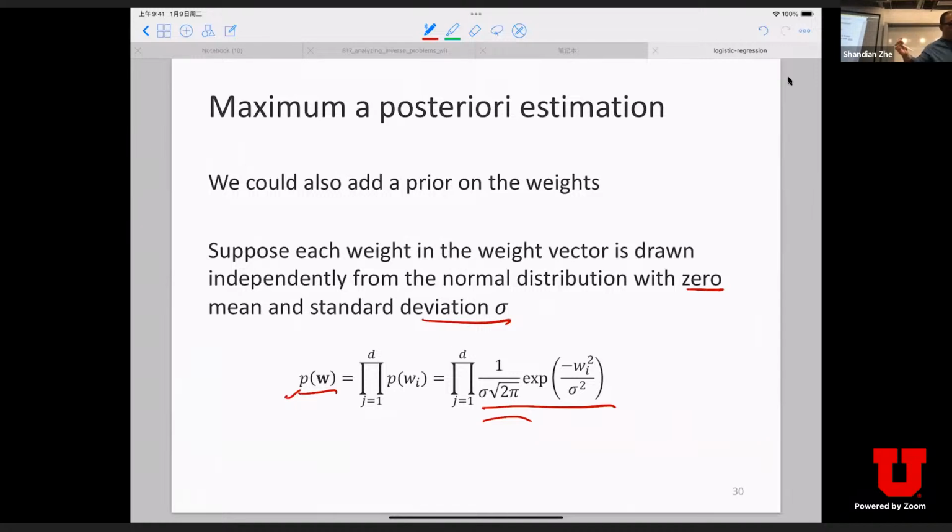Now, if we want to combine the prior and the likelihood together to get an estimation of model parameters, we use the so-called MAP estimation, maximum a posteriori estimation.